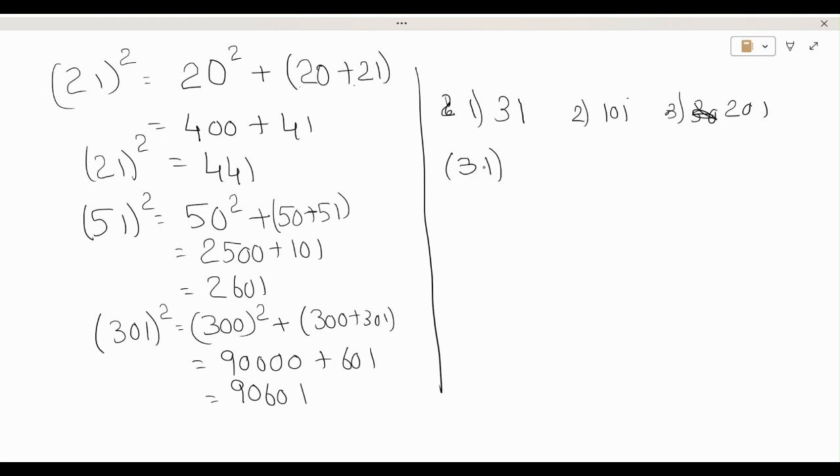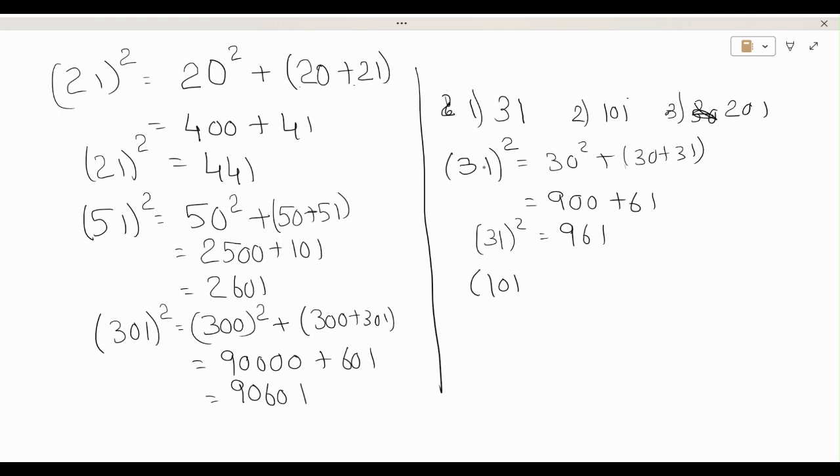Hope you have done the sums. 31 square is equal to 30 square plus 30 plus 31. So this becomes 900 plus 61, which is equal to 961. So 31 square is equal to 961.